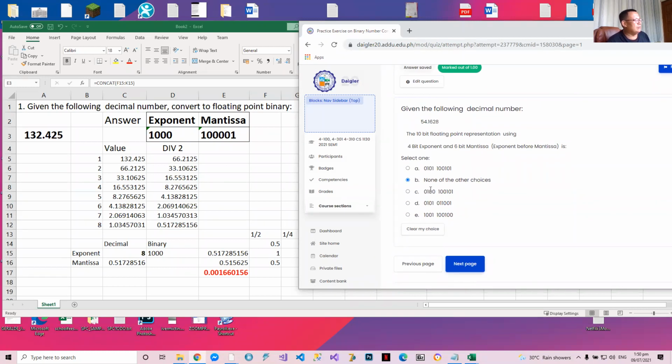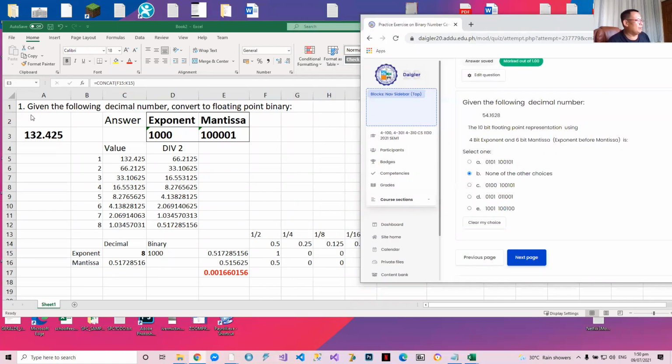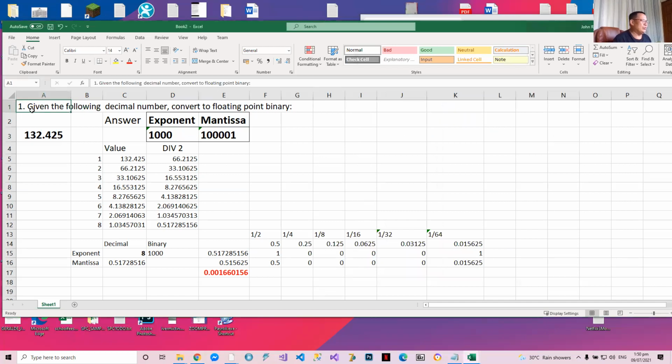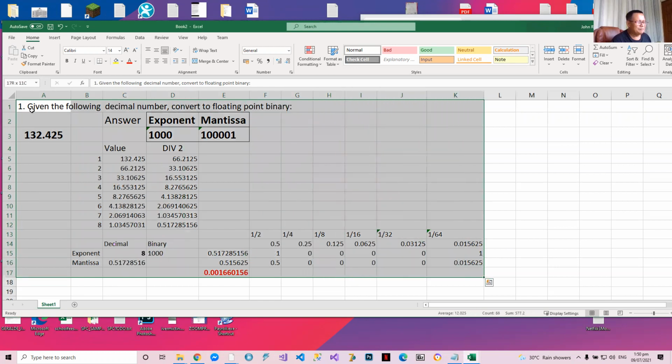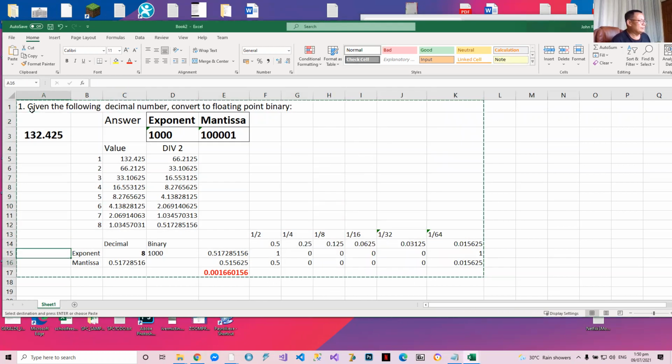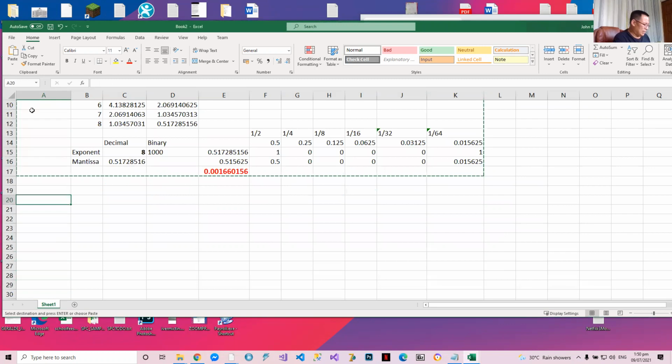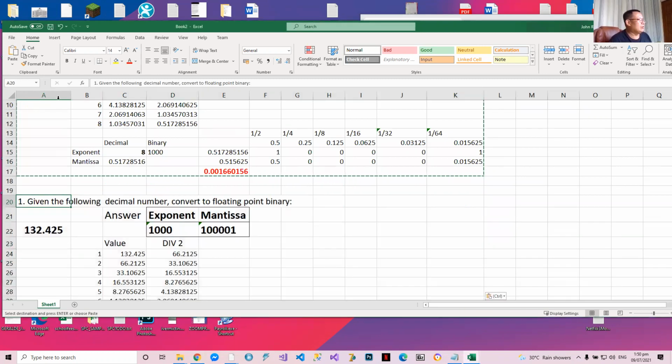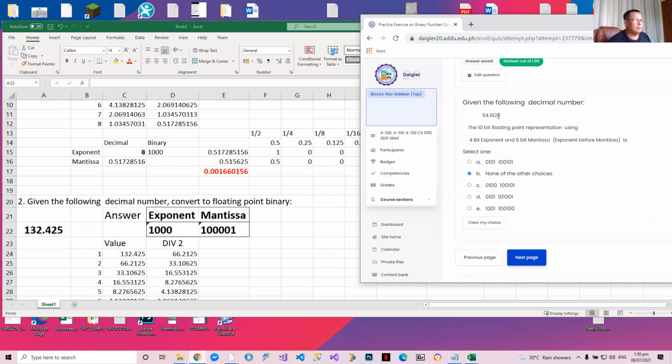10-bit floating point number. This time we are using a smaller number, 54.1628, but we can use the same table. We can use the same table for the same solution with a different value. We'll copy this because we know that we can reuse this. In fact, we will just input the new value and we will get the same result. The value that we are supposed to convert is a smaller value, 54.